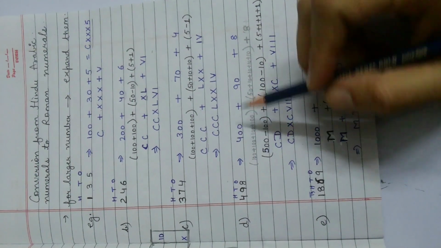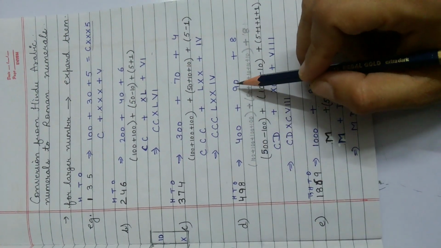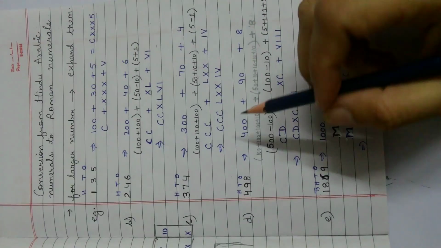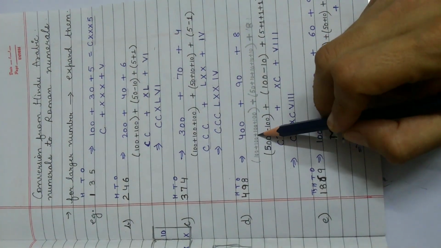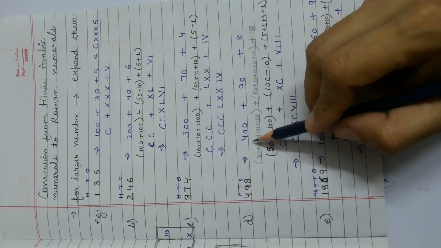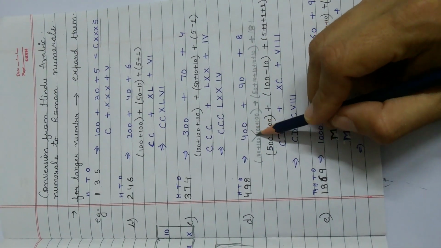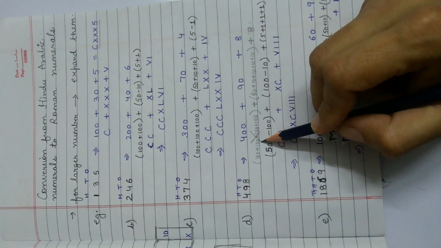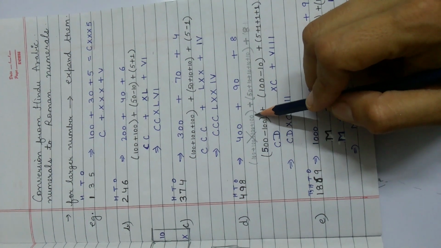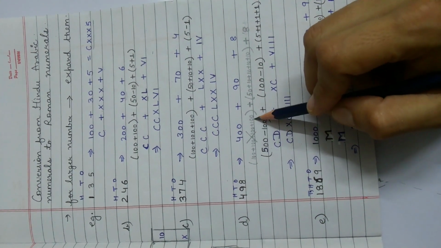498. Now split this number. 400 plus 90 plus 8. Now if I take it as 100 plus 100 plus 100 plus 100, is it correct? No, it's wrong. Why? I cannot repeat the symbol more than 3 times. So this will not be possible.